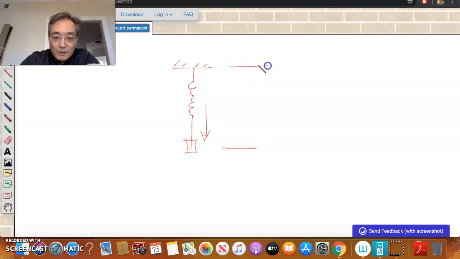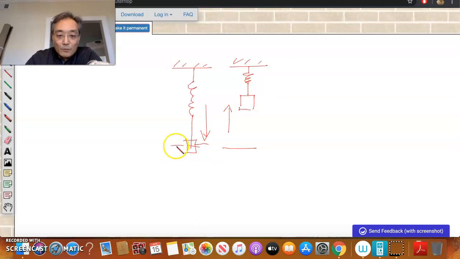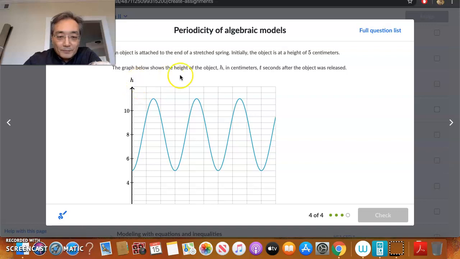The object, of course, is going to shoot back up, right? The spring is going to compress, and it's going to go right back up like that. Okay? All right, so therefore, what I'm saying is that the height is going to increase. The height is now going to increase here, right? Like that. Now, let's take a look. It shows the height of the object in centimeters.